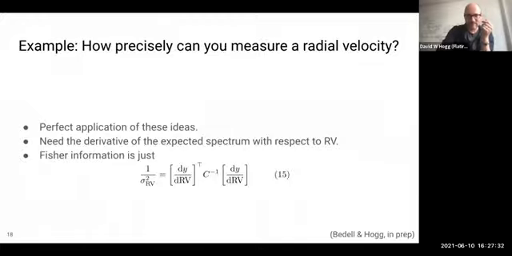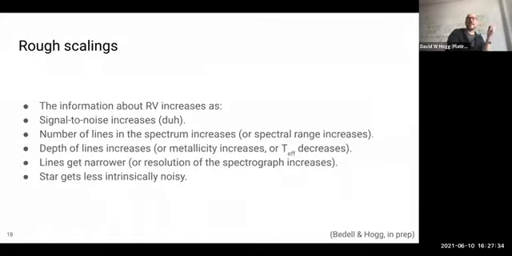Now, Didier is really expecting that when I hit next on this slide, I'm going to say a number, but I'm not. I'm just going to say there are scalings. Here are roughly the scalings. The information about the radial velocity increases if you increase the signal to noise. Duh. If you have smaller errors, you have larger inverse variance, you have more information. It also increases as the number of lines in the spectrum increases, which means if you have more spectral range, you see more spectral features, and you're getting more information about the radial velocity.